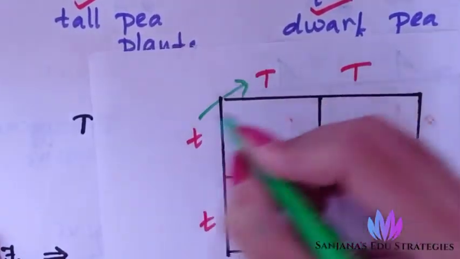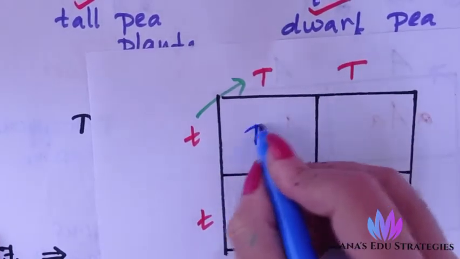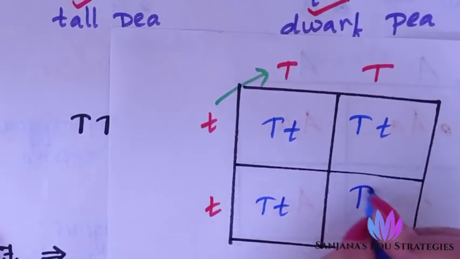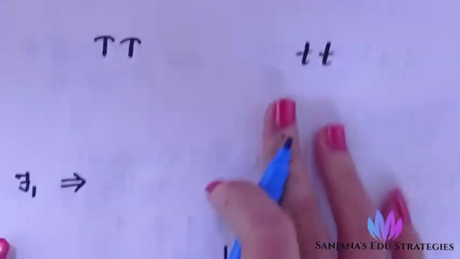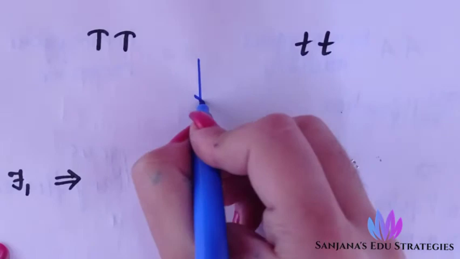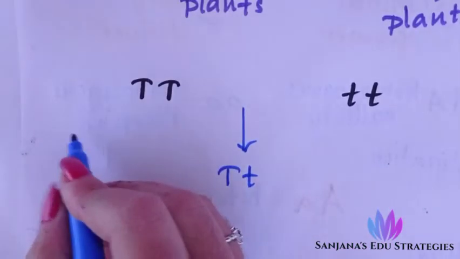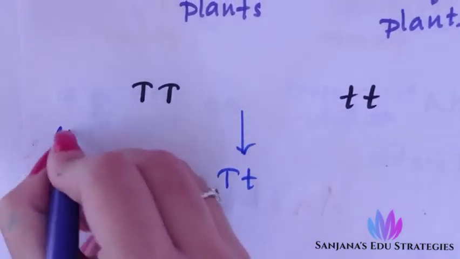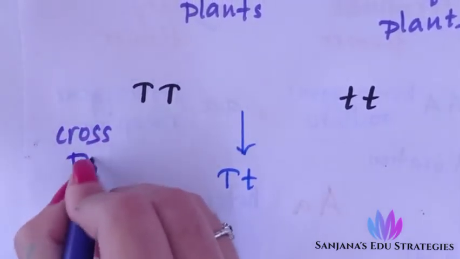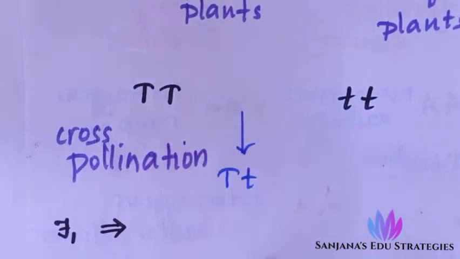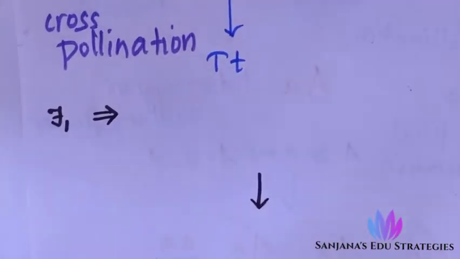How will we cross in this direction? On crossing we will be writing capital T, small t, capital T, small t, capital T, small t, capital T, small t. So here you will be writing the offspring formed is capital T, small t. This is the F1 generation. How is this F1 generation formed? By cross pollination. Okay, children, this is the method of writing.